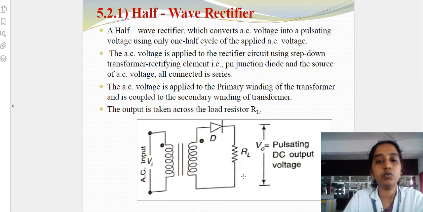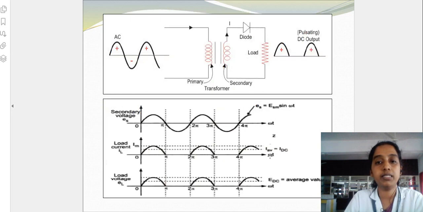So here we use only one diode for the half wave rectifier. The AC voltage is applied to the primary winding of the transformer and is coupled to the secondary winding of the transformer, and the output is taken across resistance RL. So the AC voltage is converted to pulsating DC. We can see in detail.